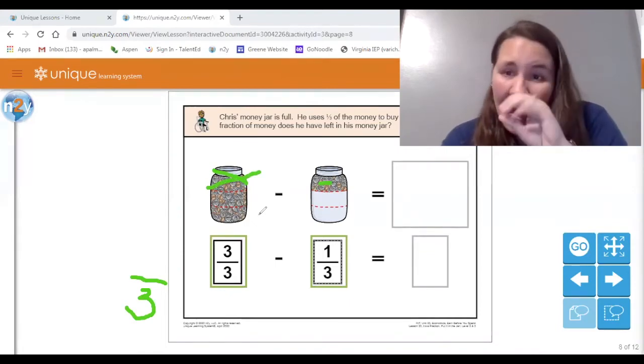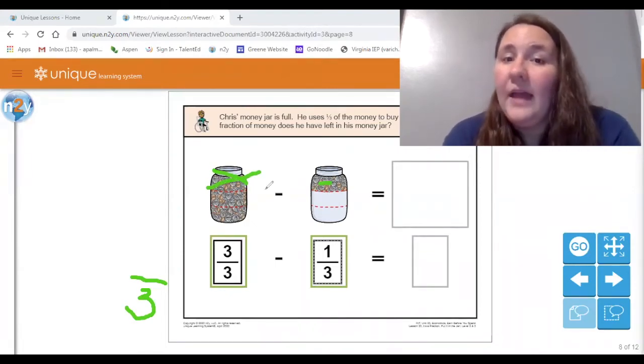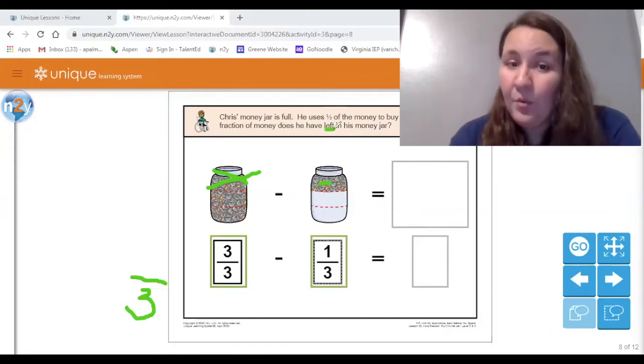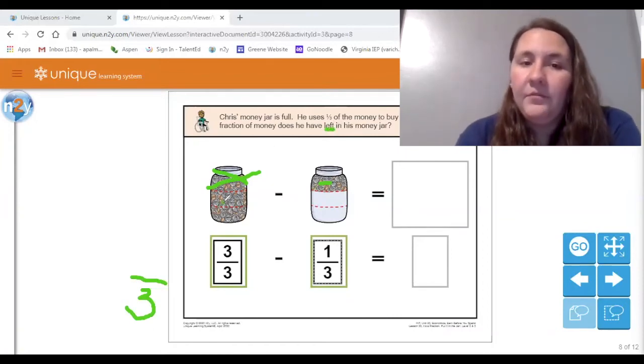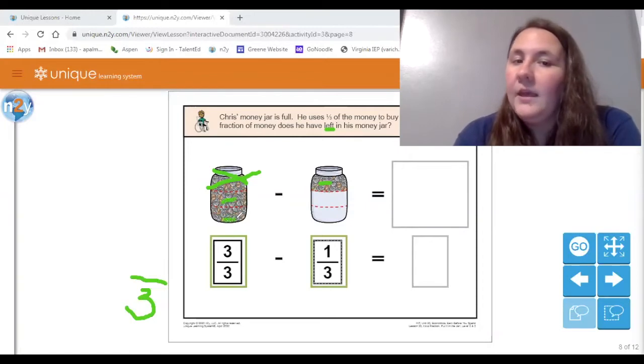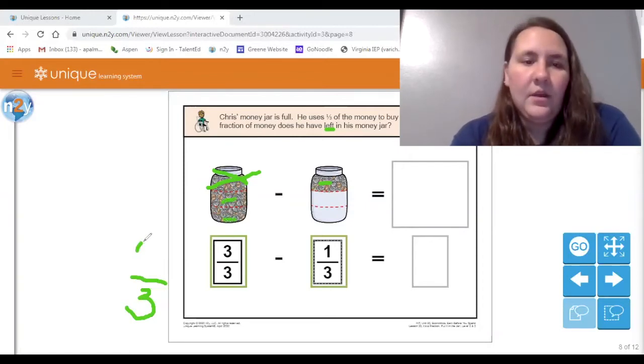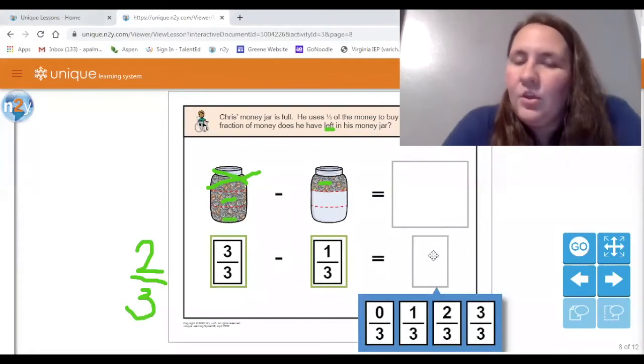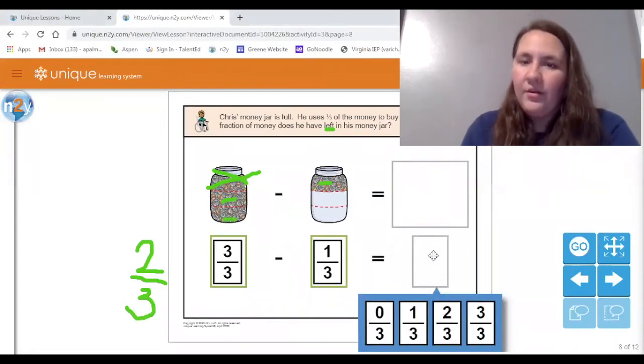Okay, now I can count how many are left, because remember, this word left tells me that I took some away, right? So how many are left? 1 and 2. Good counting, guys. So 2/3. Let's see if we can find that. Can you find the number 2/3?